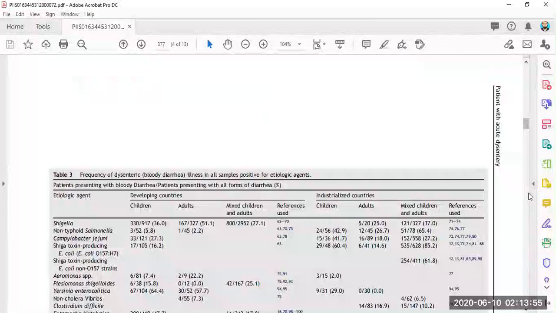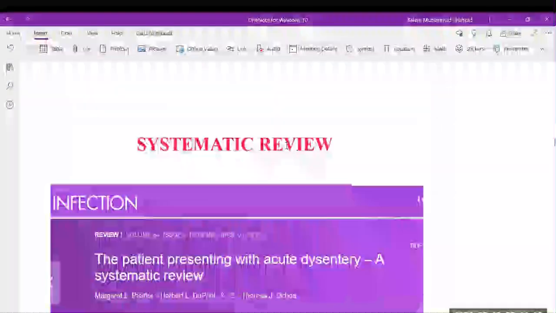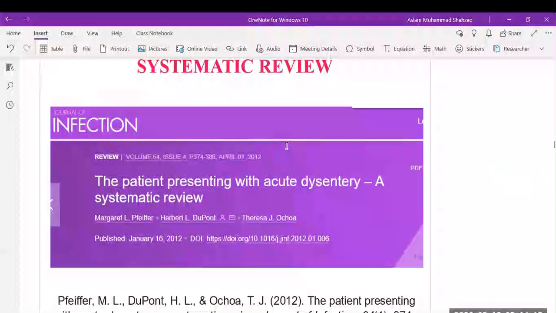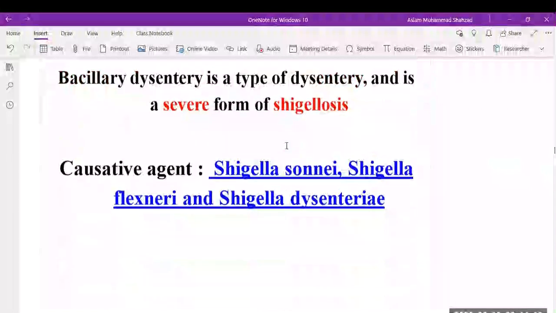They also mentioned the frequency of bloody diarrheal illness in all samples positive for etiological agents. So this paper is good. You can read this systematic review, especially for acute dysentery.